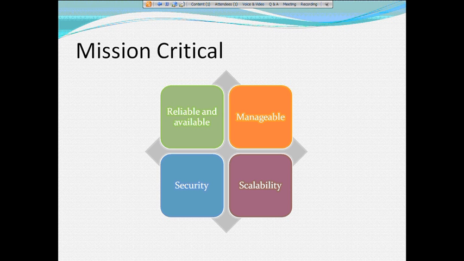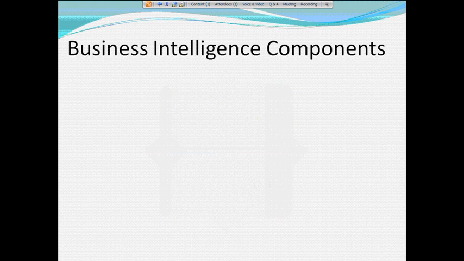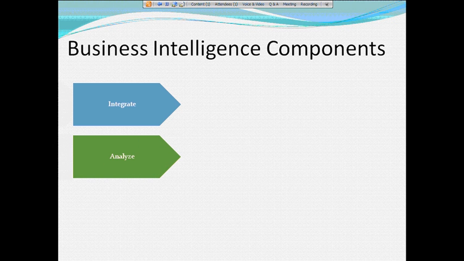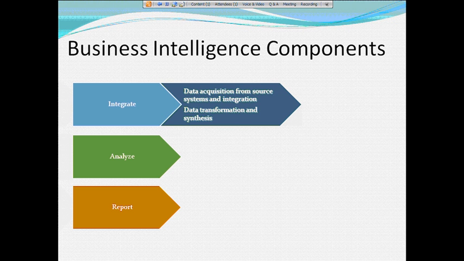Now, to talk briefly about the overall BI components. What is the general architecture for any BI application? Any BI application consists of three major components: data integration, data analysis, and reports. Now, the integration is actually the ETL component. What it does is it collects the data and integrates the data from the various data sources. It performs the transformation on the data and loads it to the enterprise-wide data warehousing solution.